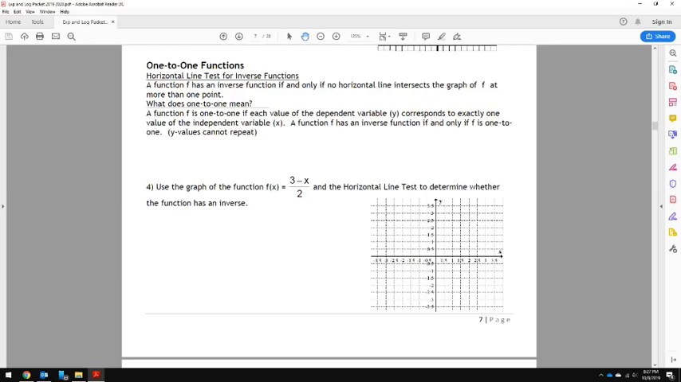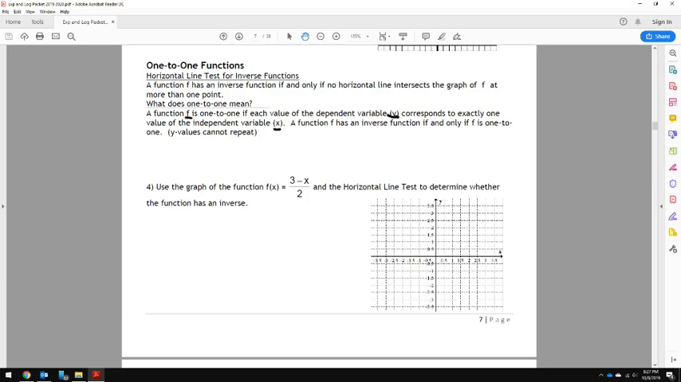Alright, going to one-to-one functions. Horizontal line test for inverse functions. A function f has an inverse function if and only if no horizontal line intersects the graph at more than one point. So it's the same thing as a vertical line test, except now instead of going vertical, we're going left to right. What does one-to-one mean? A function f is one-to-one if each value of the dependent variable, y, corresponds to exactly one value of the independent variable, x.